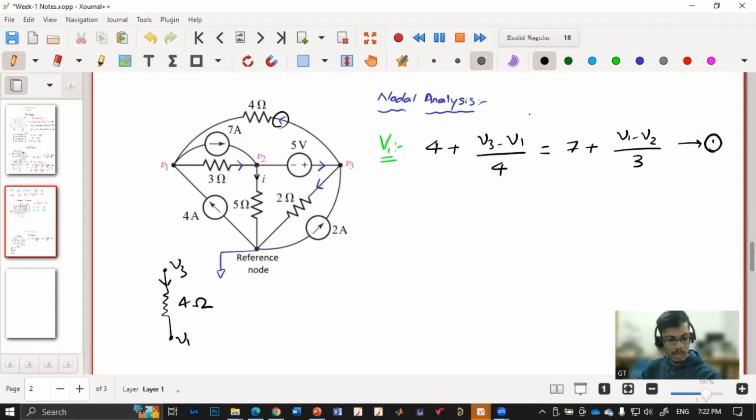Now I need to get two more equations. How I will be getting two more equations, we will come to that next. So can I apply KCL at V2? Yes. But I do not know the current in this 5 volt source, right?